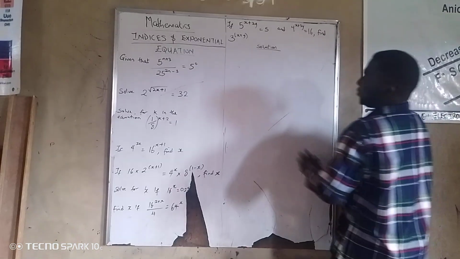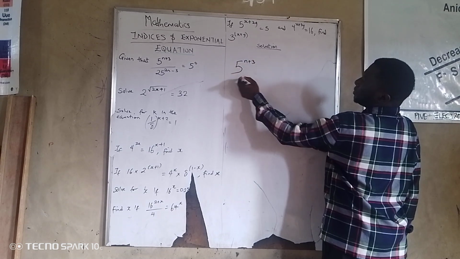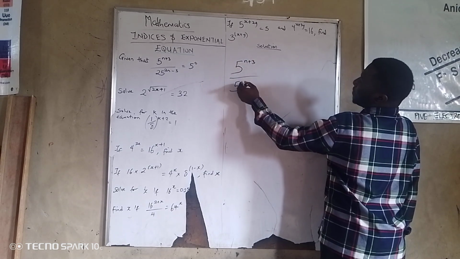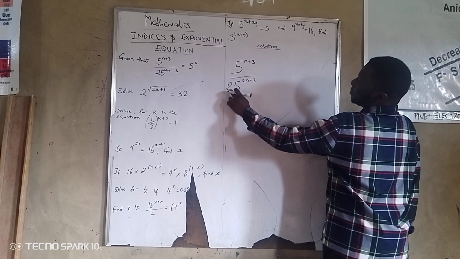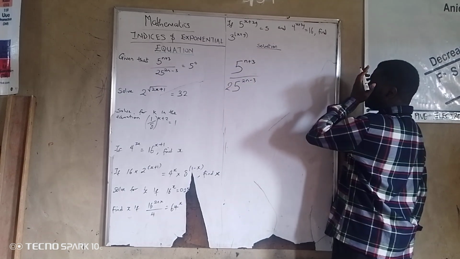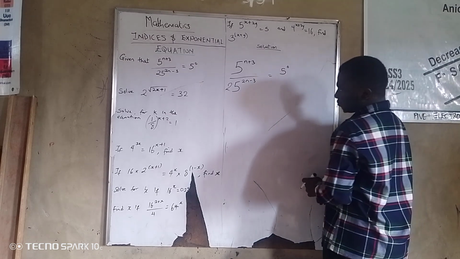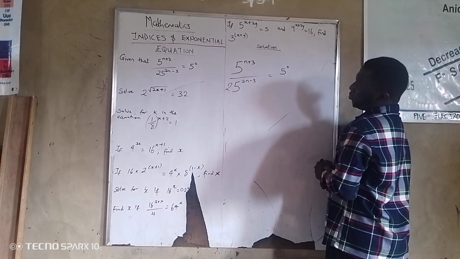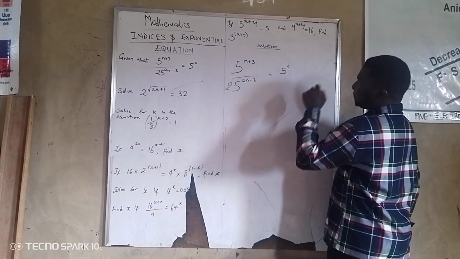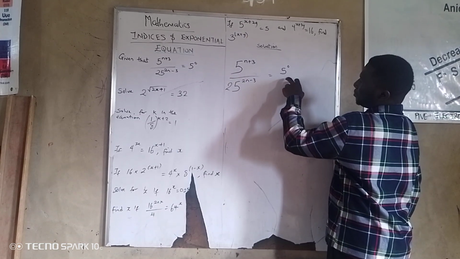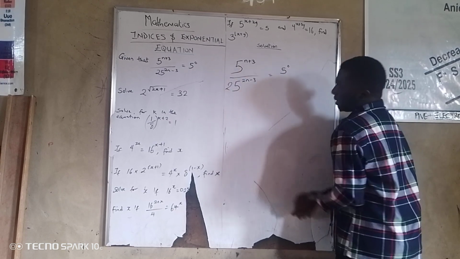the main question now. So the first question is 5^(n+3) divided by 25^(2n-3) equals 5 raised to power 0. Alright, so we would have seen that we have 5 raised to power 0, we have 5 raised to power something, we have 25 raised to power something.